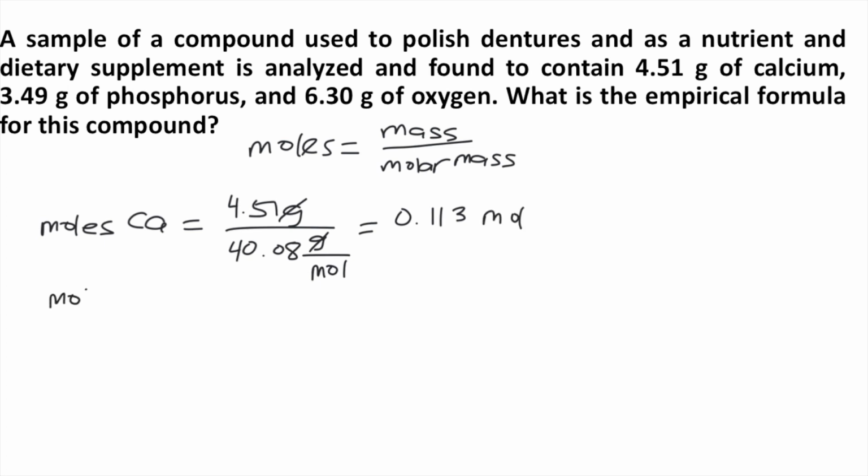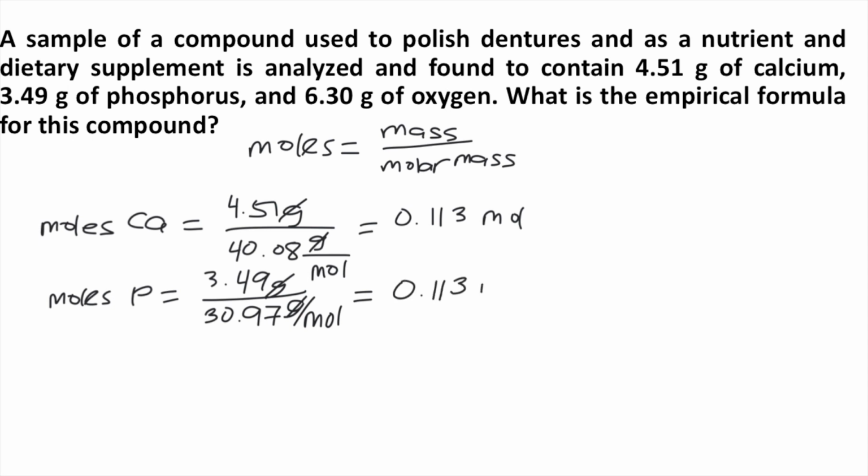Next, we have moles of phosphorus. The mass given in the problem is 3.49 grams. Divided by the molar mass of phosphorus, which is 30.97 grams per mole. So 3.49 divided by 30.97, that's also 0.113 moles of phosphorus. And lastly, we have oxygen.